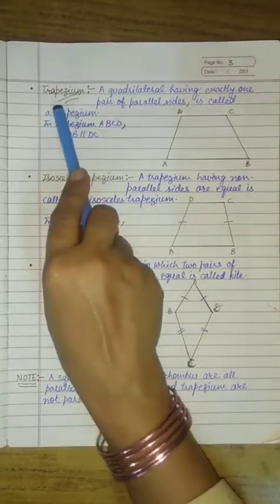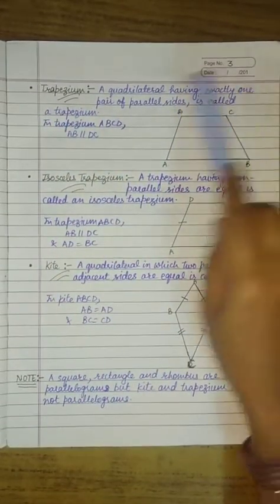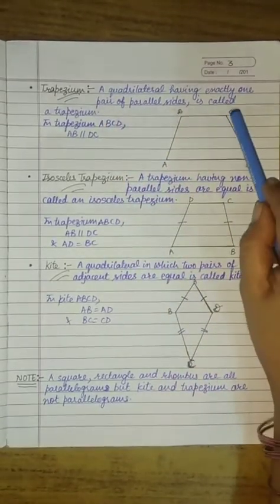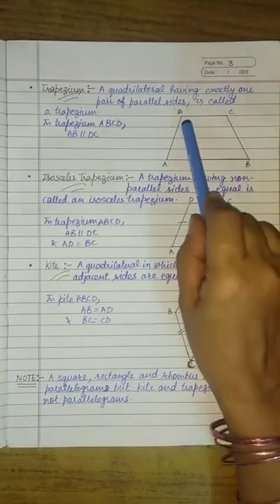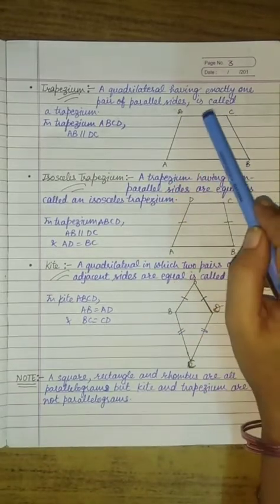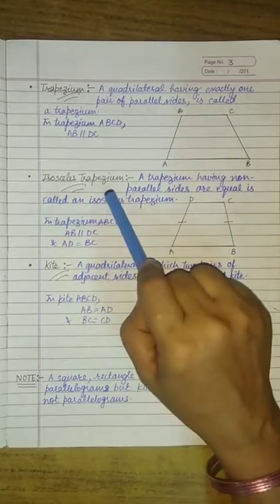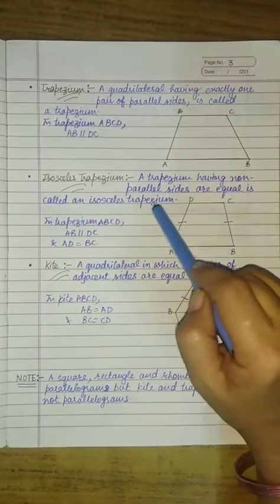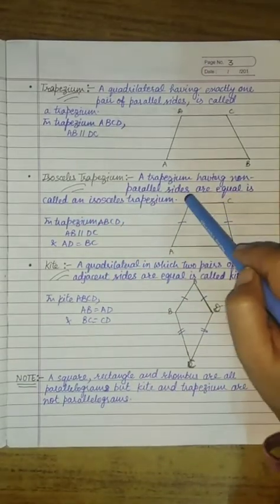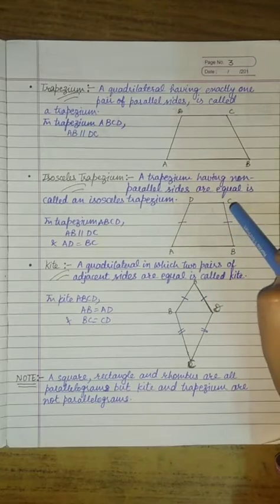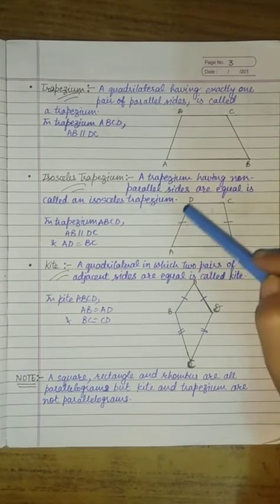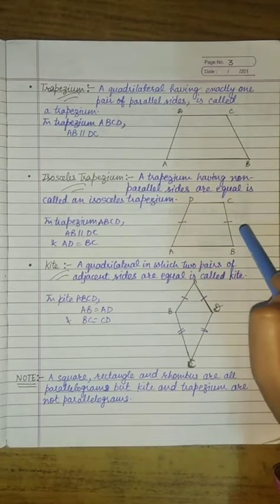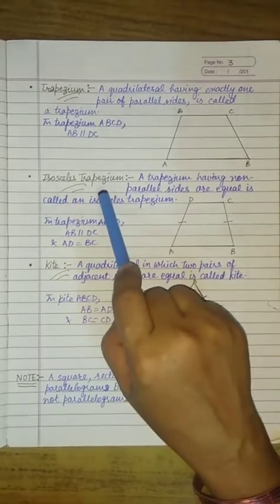Next comes the trapezium. A quadrilateral having exactly one pair of parallel sides is called a trapezium. In trapezium ABCD, we have AB parallel to DC. Only one pair of sides is parallel. Then comes the isosceles trapezium. A trapezium whose non-parallel sides are equal is called an isosceles trapezium. ABCD is a trapezium, so AB is parallel to DC, but the non-parallel sides, that is AD and BC, are equal. If these non-parallel sides are equal, then it is called an isosceles trapezium.